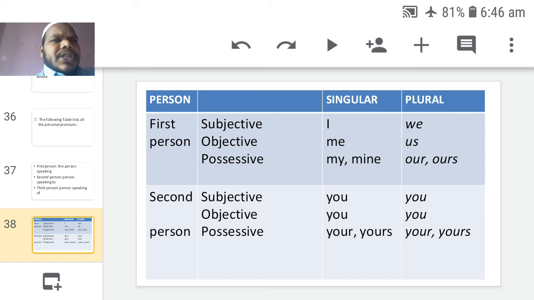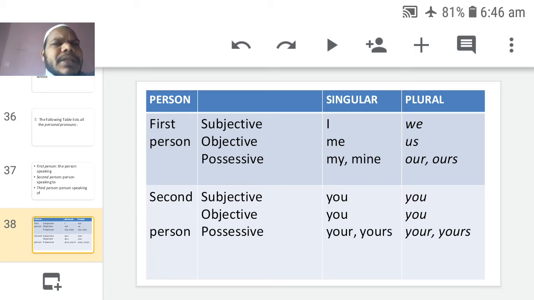First person means the person speaking. I am an honest person speaking. We pray. So like this, first person: subjective, objective, possessive. We have seen that in first person subjective, I as singular, we as plural; objective, me as singular, us as plural; possessive, first person singular pronoun is my, mine, and our and ours is plural.